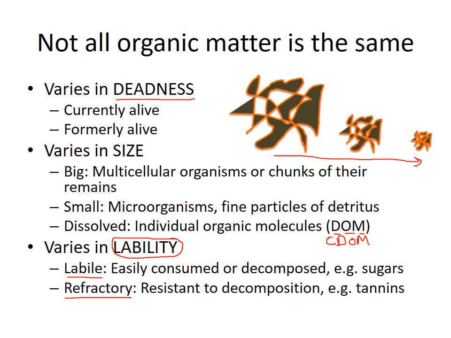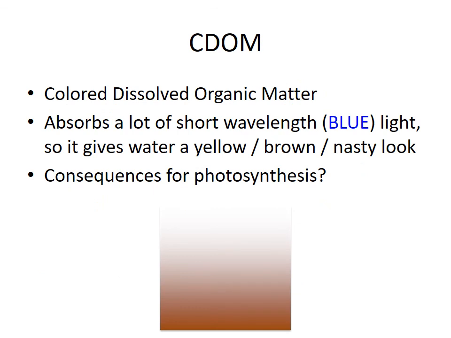So as you might imagine, the things that are more refractory tend to last longer, so there's a buildup of refractory organic matter in a lot of estuarine systems. One of the types of refractory organic matter is colored dissolved organic matter, CDOM. Tannins are one of the components of CDOM, and so sometimes CDOM and tannins are used synonymously.